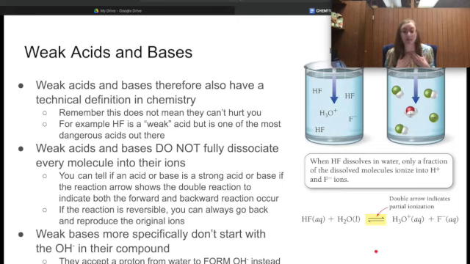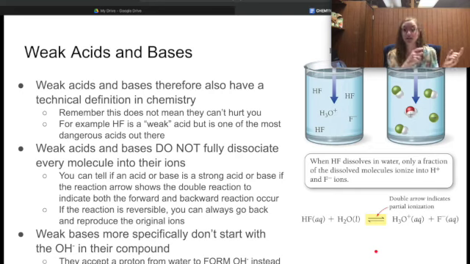I don't know that I personally know anyone that's even worked with HF through my graduate school experience. I talked to a friend who was thinking about doing it once, but they went around the way to find another solution so they didn't have to work with it, so that it wasn't quite so dangerous of an experiment for them. So even though HF is technically considered a weak acid in terms of the acid-base definition in chemistry, it still can hurt you very badly, for example.